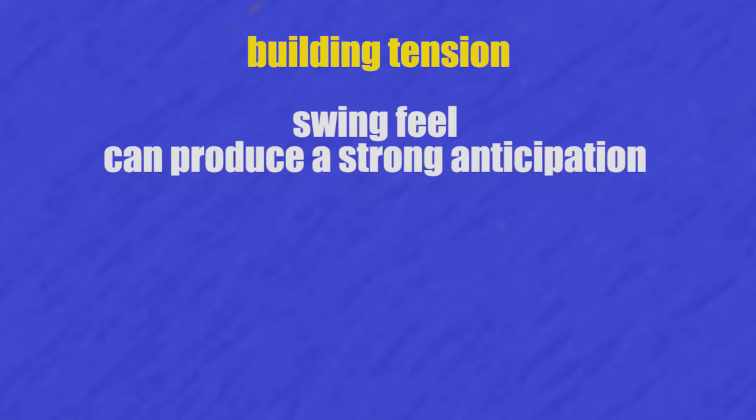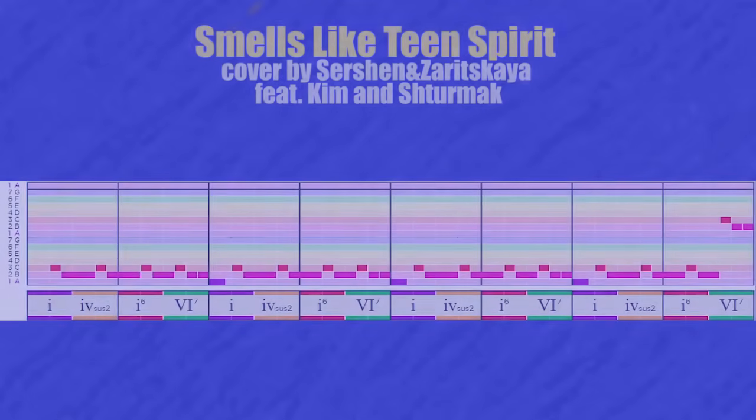The sawtooth melody is also good for building tension, like the flatline melodic shape, but it has more of a push and pull feel. Whereas the flatline melody drives forward a lot more, the sawtooth melodic shape gives us more of a swing feeling, and it can produce a strong anticipation for what's to come.